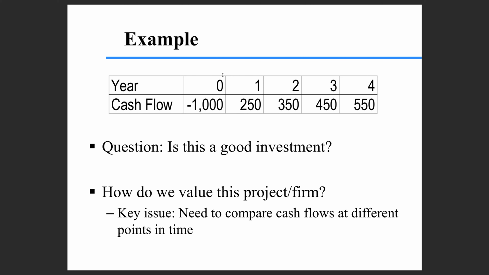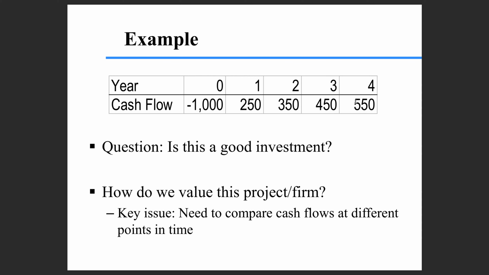Let's start with an example. Consider an investment which pays the following cash flows at this period of time. So at time 0, today, we need to invest $1,000, and then for 4 periods after that, we will receive $250, $350, $450, and $550 respectively. The question is, is it a good investment? And how do we value this project or this firm?